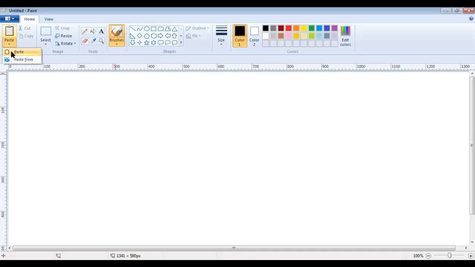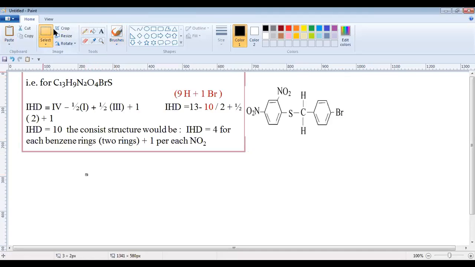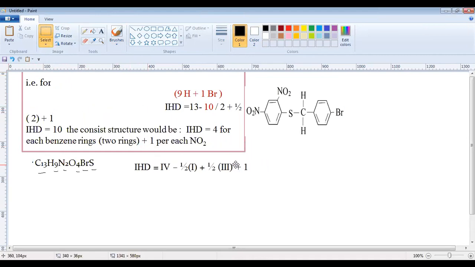For example, if I have this question, that's my chemical formula. I have here carbon 13, hydrogen 9, nitrogen 2, oxygen 4, bromine 1, and sulfur. My rule is that the index of hydrogen deficiency refers to atoms which have oxidation number 4, like carbon or silicon. So here I have 13.